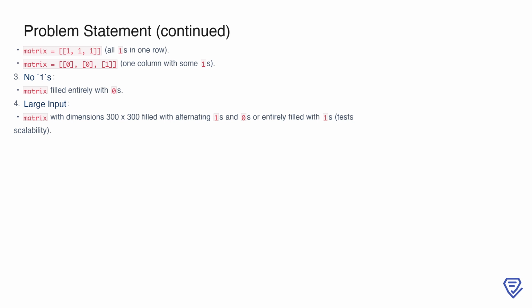and matrices with only 1 row or 1 column. For instance, a row filled with ones or a column with scattered ones can still form square submatrices. Another important case is when the entire matrix is filled with zeros, which results in an output of 0. For large inputs, such as a 300 by 300 grid filled entirely with ones or alternating ones and zeros, the solution must scale efficiently to handle the computation. These cases help ensure our solution works across a wide range of scenarios.